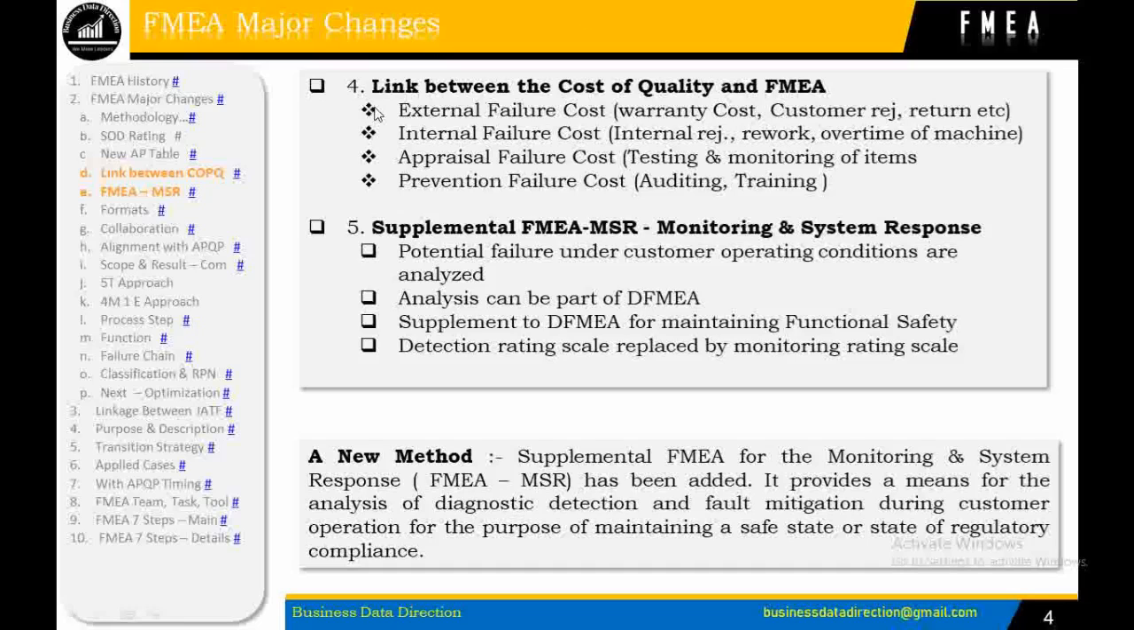Now the fourth major change is the linkage between the cost of quality and FMEA. These costs are external failure cost, internal failure cost, appraisal cost and prevention cost. Now the fifth change is that one FMEA is provided in this manual, called supplemental FMEA MSR, monitoring and system response. This is related to design FMEA.